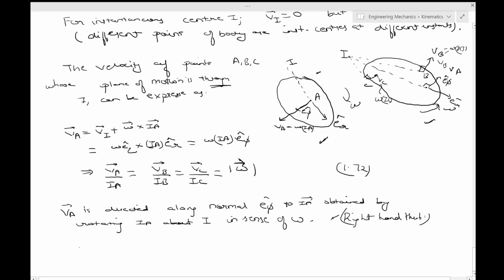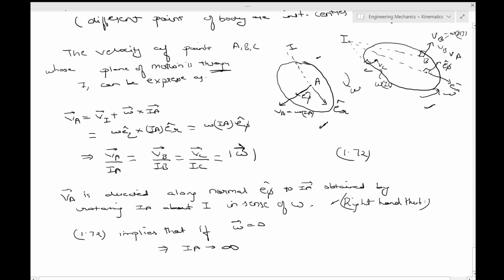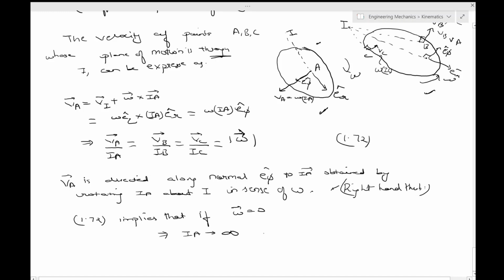So equation 1.72 implies that if this omega is equal to 0, then IA would be tending to infinity. This means the instantaneous center will be at infinity, and this happens in plane translation.